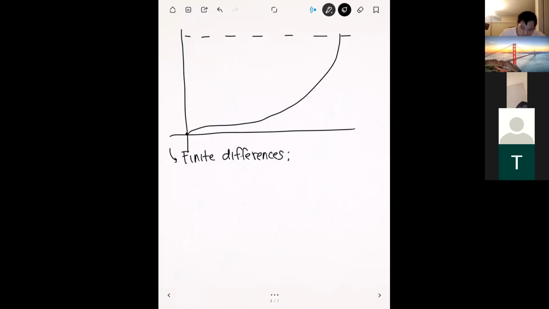And in particular, we have a choice to make, right? Because we have a first order derivative. And then we can choose whichever scheme that we want for it.